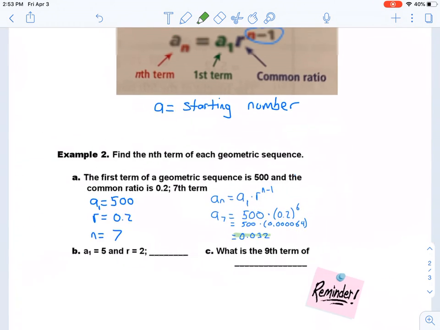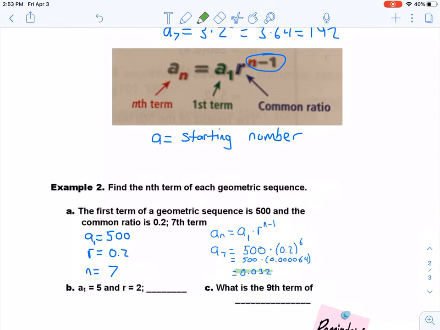And that's really it. I mean, follow the formula, pay attention to what term you're looking for. Remember that you're raising it to the n minus 1 power, and you should be good to go with geometric sequences, which is another type of sequences that we can now add to our bag of tricks.